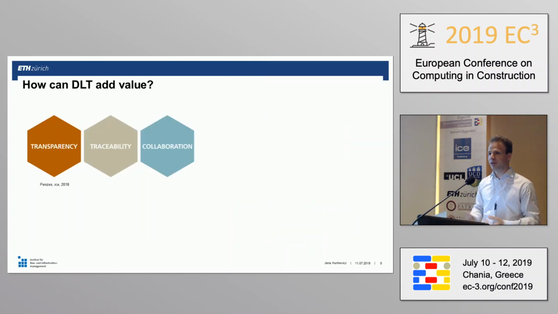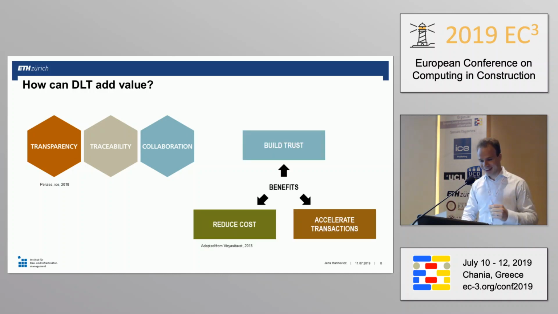So what are the values? If you look at some literature, transparency and traceability are obvious benefits of blockchain if you understand how blockchain works, right? You just have seen this. And more surprisingly, there is collaboration, which now becomes very interesting. And another source also talks about building up trust through blockchain.